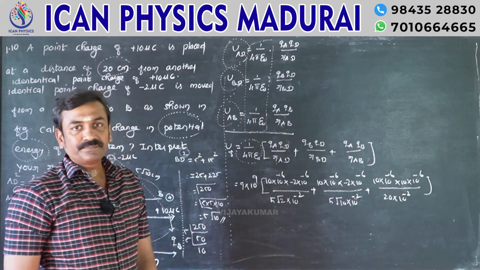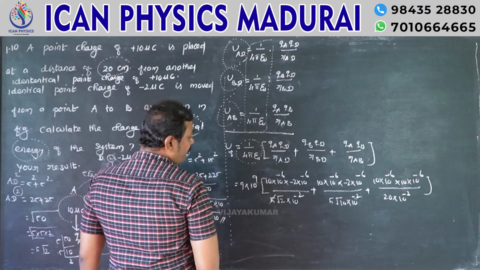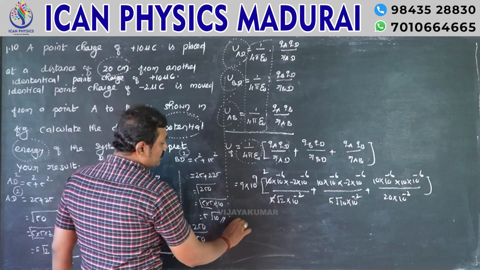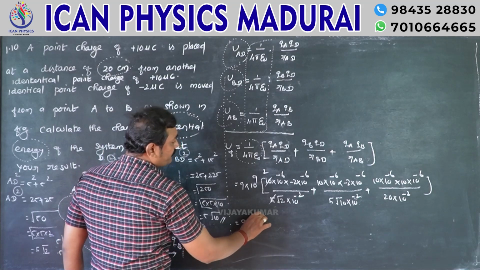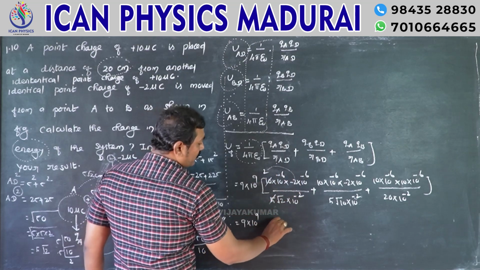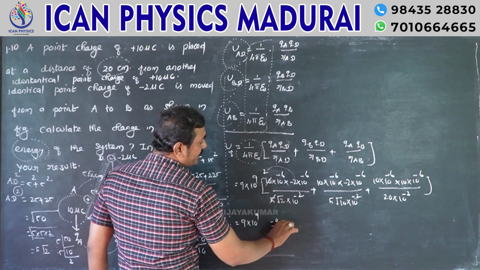Do you get it now? Do you have any doubt? No doubt. Okay. So now 1 5 is 5, 2 5s are 10. So 9 into 10 to the power 9. Now 2 2s are 4, minus 4. In the denominator we are having a square root of 2.